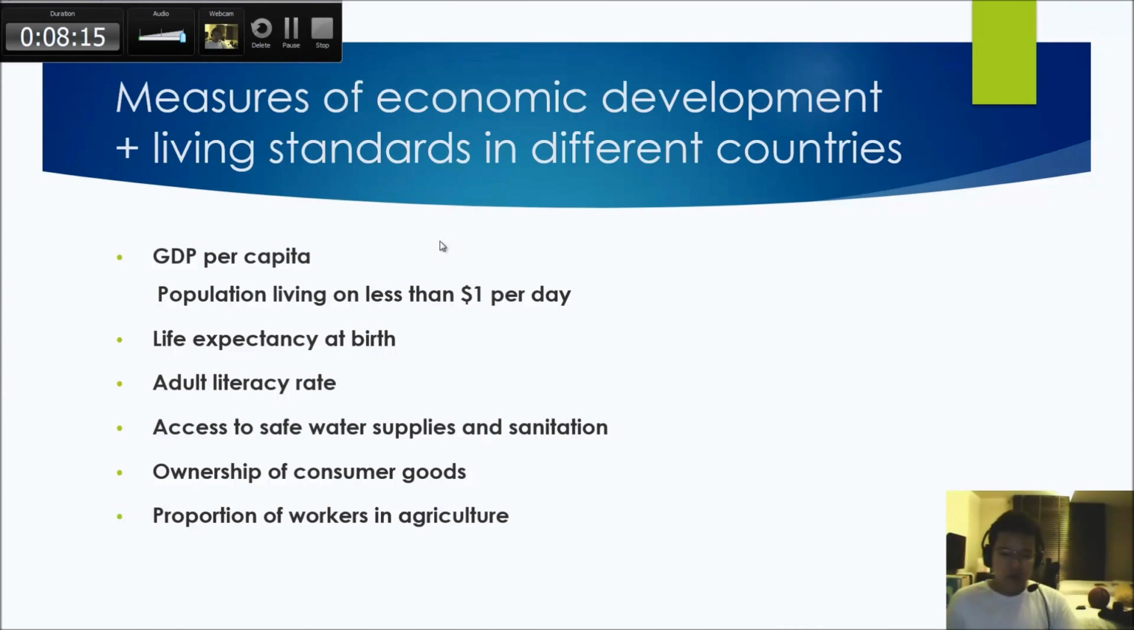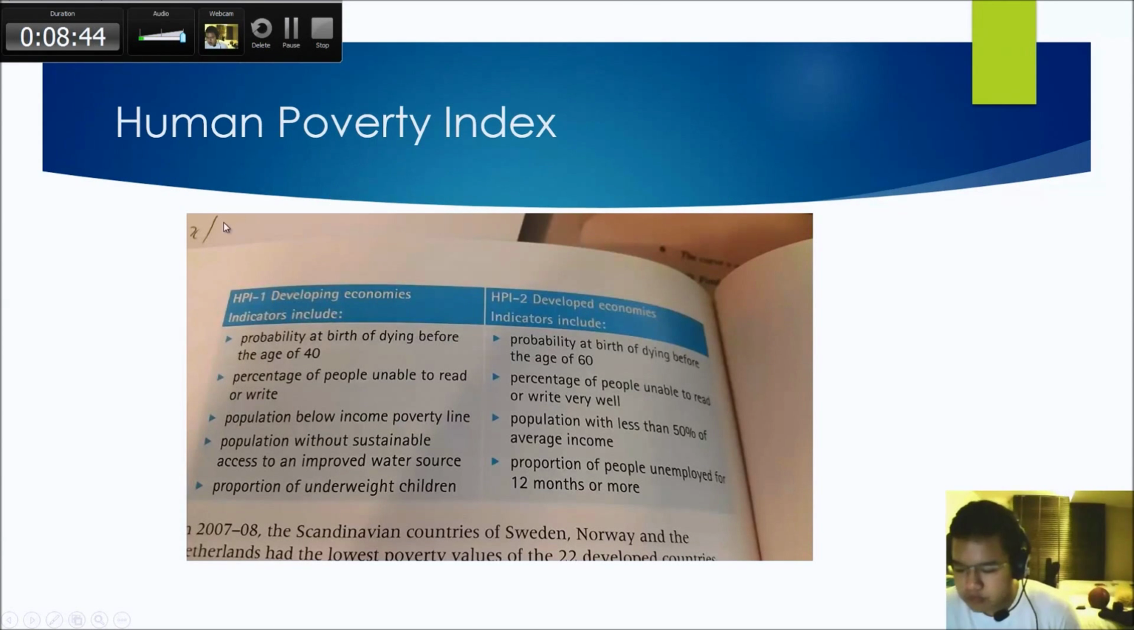And consumer goods is meant by like cars, telephones, and computers. For example, like internet users in certain countries. In developed economies, there will be a higher percentage of internet users, but less in the less developed economy. And the proportion of workers in agriculture, as I said earlier about primary sectors, most of them will work on that, and I'll explain that in population.